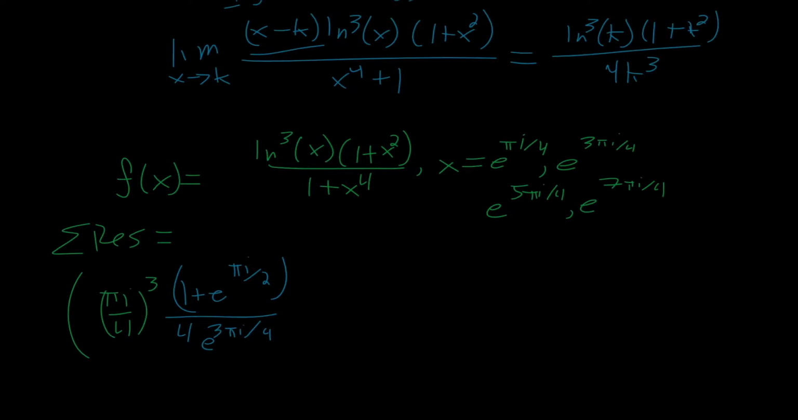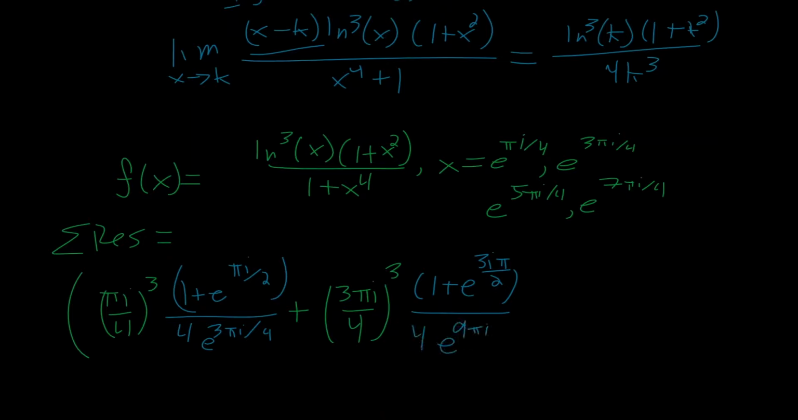And then similarly, we're going to have plus our next term right here, which is going to be e to the 3 pi i over 4, but with a natural log term, that's going to be 3 pi i over 4 all cubed. So we're going to have 3 pi i over 4 all to the third power, and then times 1 plus e to the 3 pi i over 2, I mixed up the order, but that's okay, divided by 4, then times e to the 9 pi i over 2.